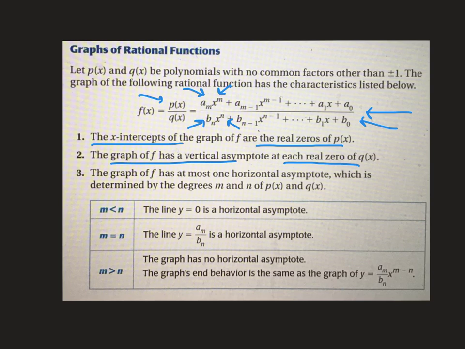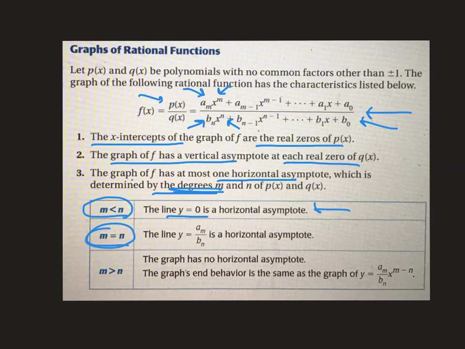Here's where it gets a little crazy today. The graph has at most one horizontal asymptote, which is determined by the degrees of your numerator and denominator. If the top degree is less than the bottom, the x-axis, which is the line y equals 0, is the horizontal asymptote. Make sure you get that down.